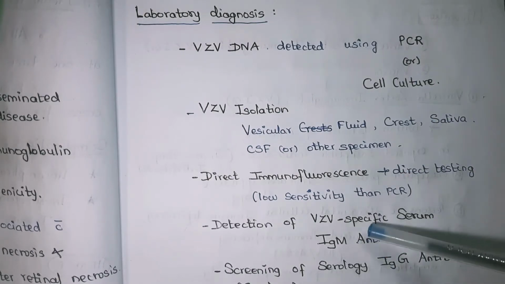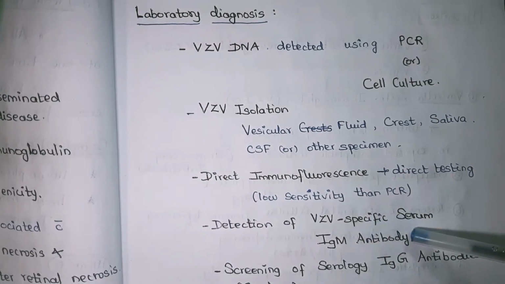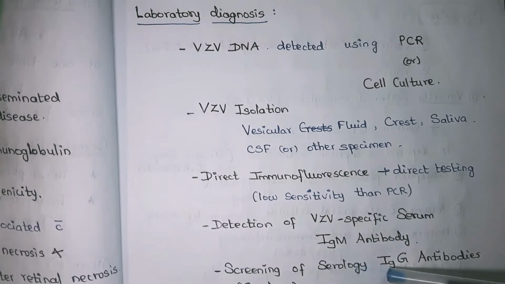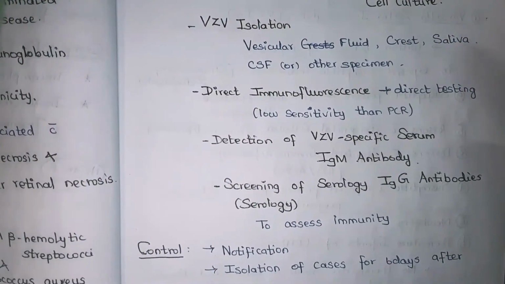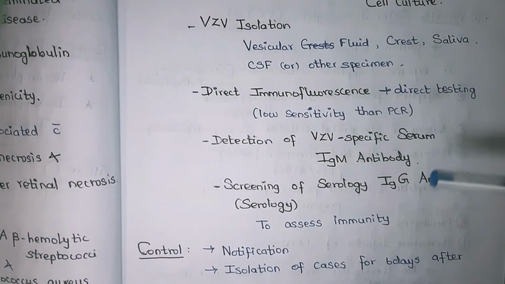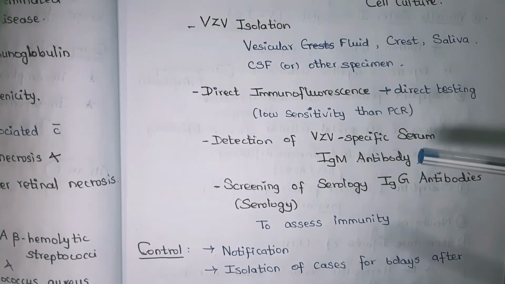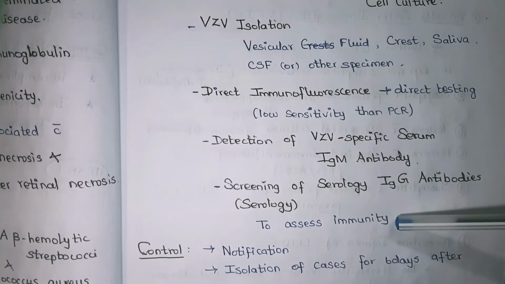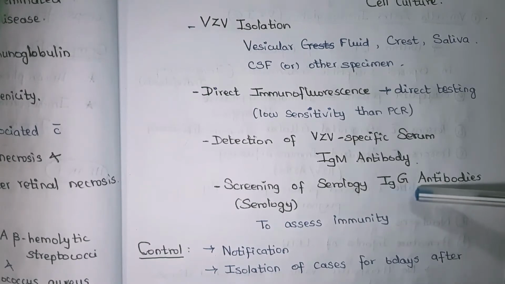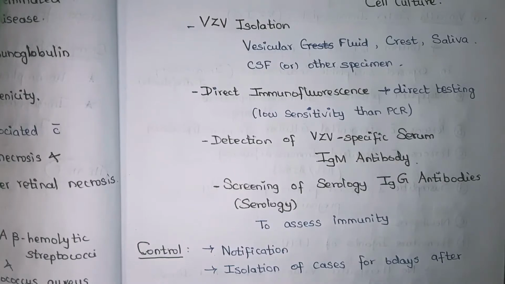Then varicella zoster virus specific serum IgM antibodies can be detected in individuals, and serology screening of IgG antibodies is also a laboratory diagnosis to detect the presence of chickenpox. Detection of IgM and IgG antibodies is mostly in patients who are already infected with chickenpox and now have these antibodies. IgG antibodies are used to assess immunity. IgG antibodies are present in individuals who got chickenpox previously and are now free from it.